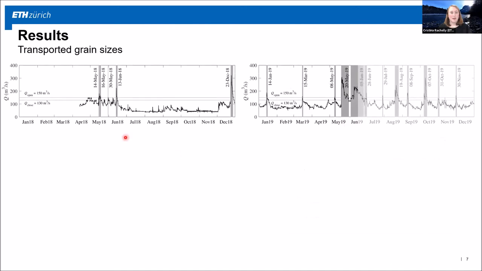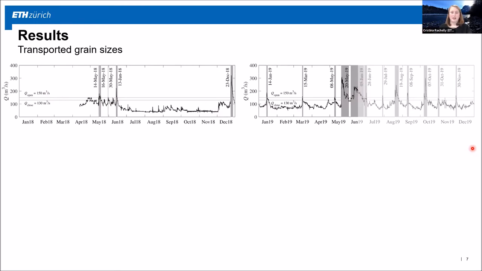Here you can see the years 2018 and 2019. In black is the discharge, and the two gray lines signify the threshold discharges for opening and closing the vortex tube. And then in gray, you have events where the vortex tube was actually opened. Unfortunately, in summer 2019, we had quite a lot of long flood events and we had some sensor damage. So that's why the rest of the year 2019 is not shown here.